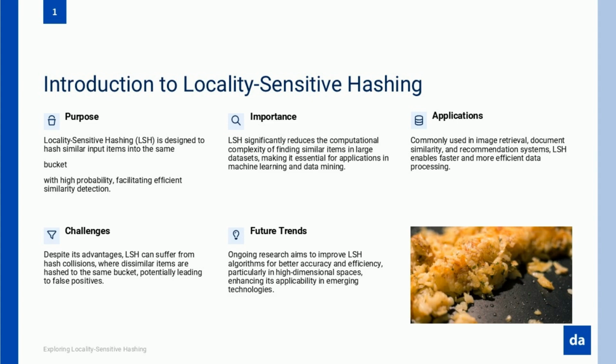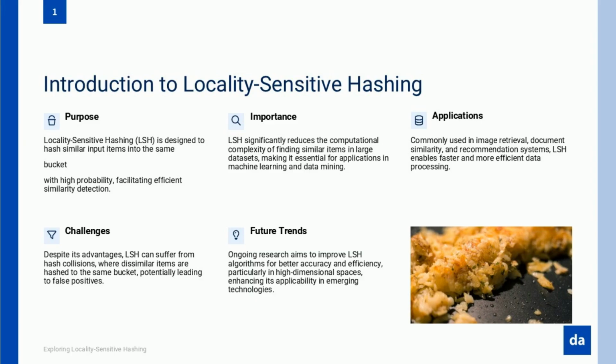Now, we use search every day, whether it's Google finding websites, Spotify recommending music, or Amazon suggesting products. But here's the problem. Comparing everything to everything is just way too slow when you're dealing with massive amounts of data. Imagine trying to find a specific book in the world's largest library without a catalog. That's the challenge we face in big data. LSH, however, works like a secret shortcut, instantly grouping similar items together so we can find things way faster.